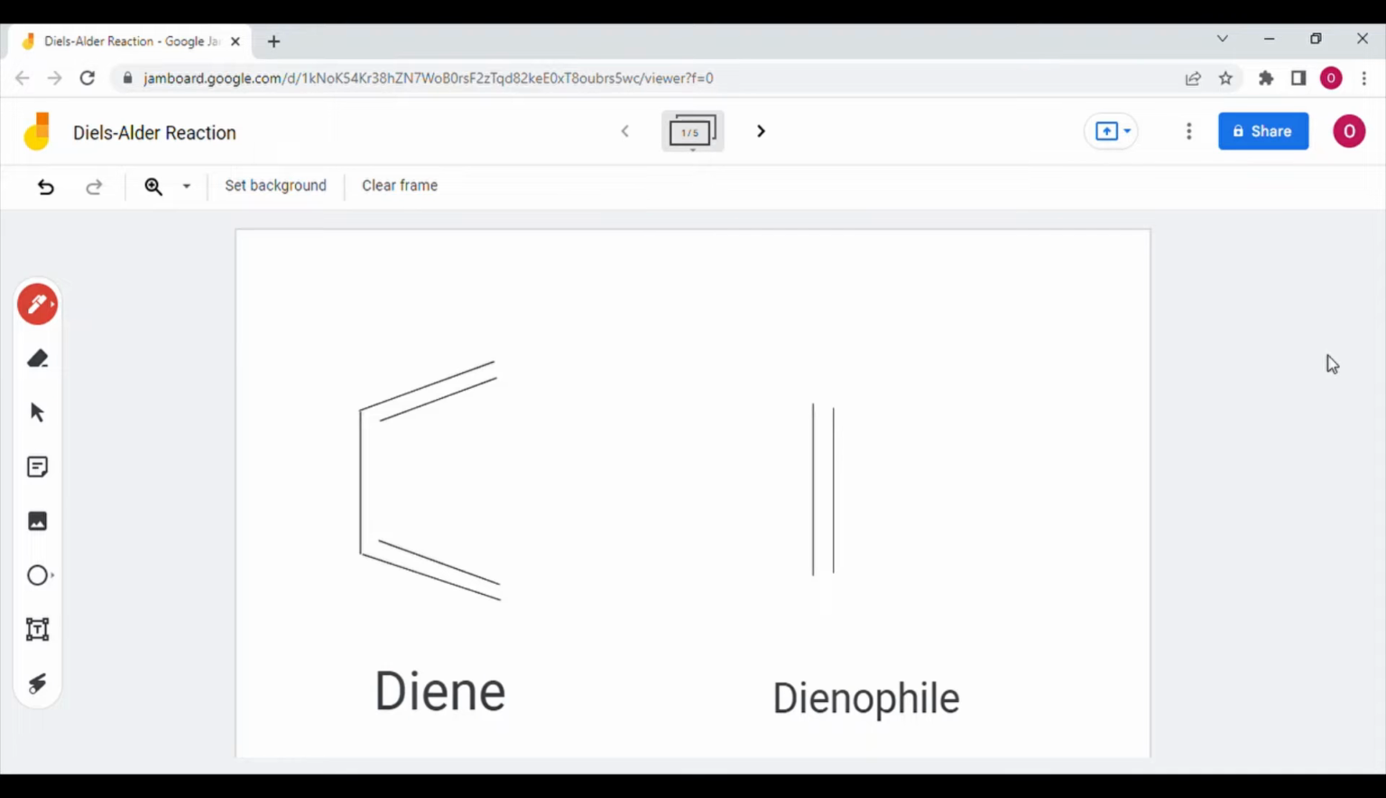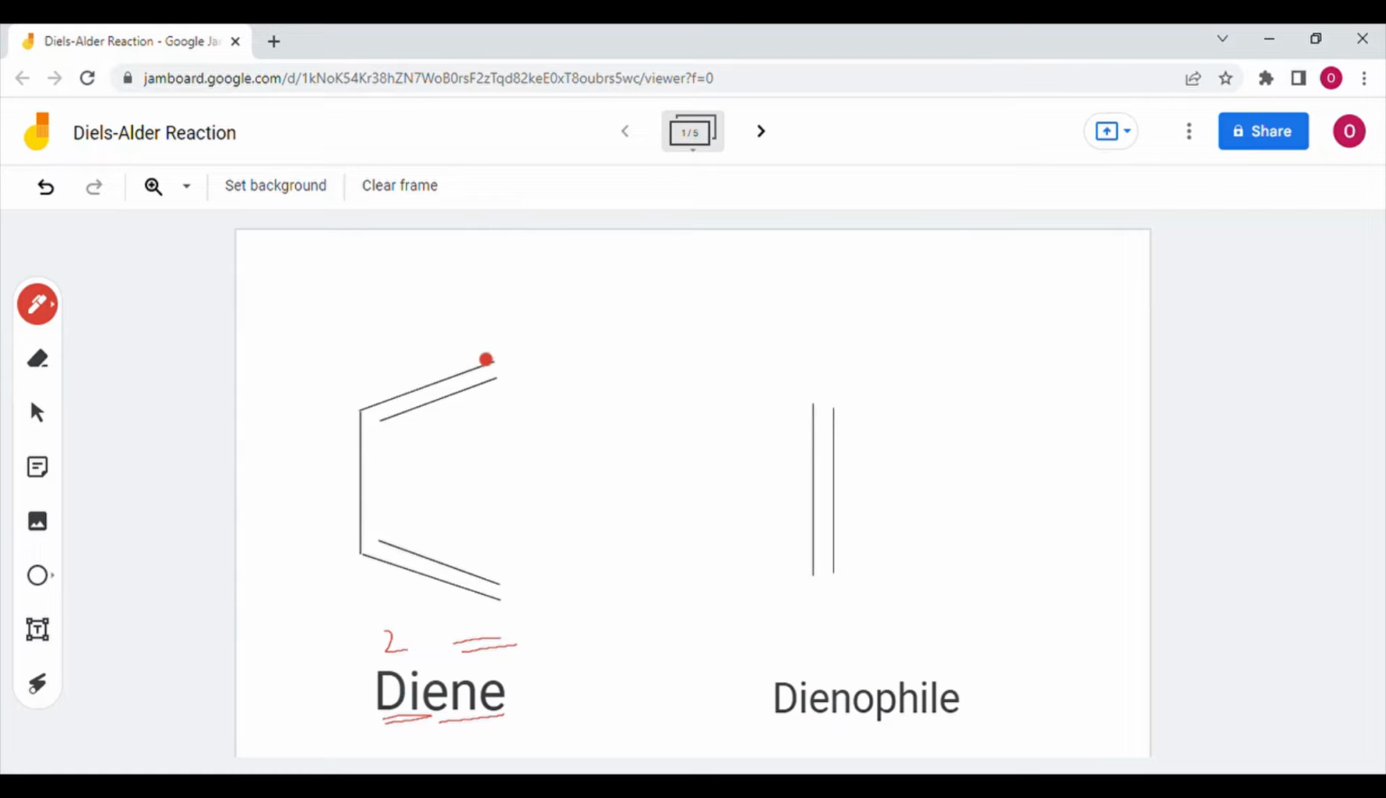In this video, I'll be teaching you about the Diels Alder reaction. So in the Diels Alder reaction, there are two components. The first one is the diene. And if we take apart the word, di means two, and enes means alkene. And if you remember, alkenes are double bonds. So diene means two double bonds.